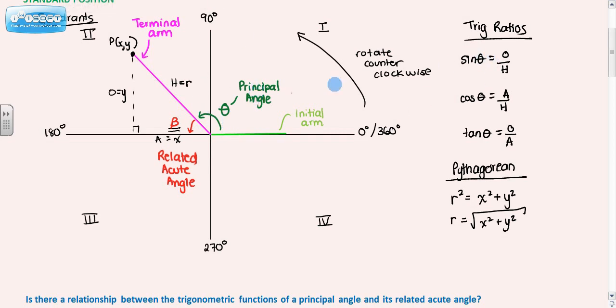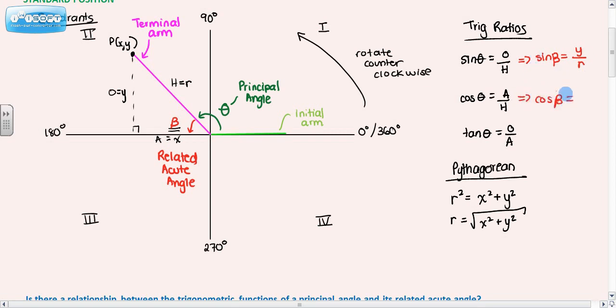So, for the sine of theta, I'm really looking at the sine of beta. And that would be, in terms of the x and y coordinates of the point, the opposite side length is y, the hypotenuse side length is r, so that's our sine of beta. The cos of beta is equal to the adjacent side, which is x, over the hypotenuse, which is r. And then the tan of the angle beta is the opposite, which is y, over the adjacent, x.